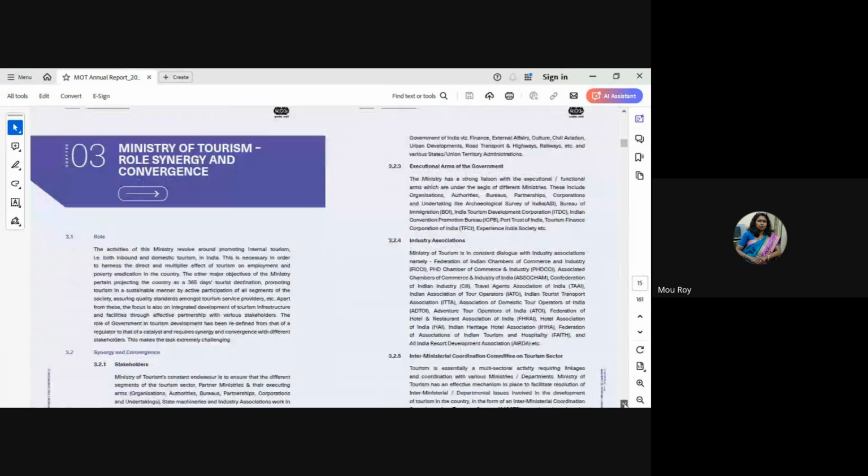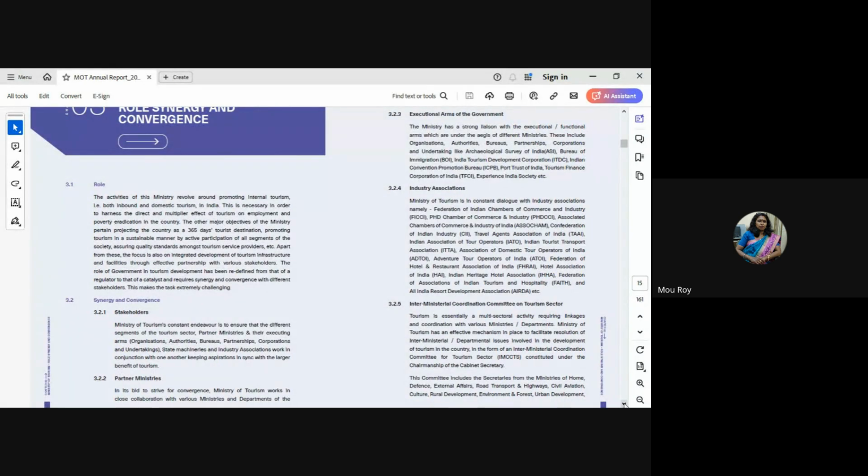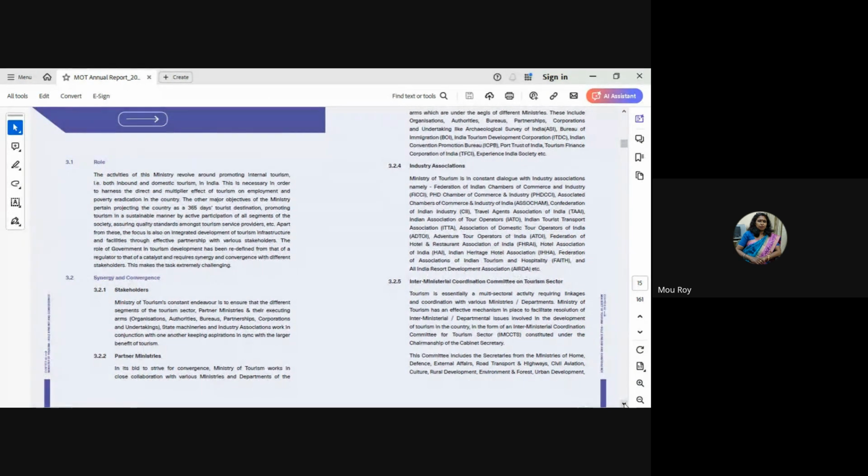When we talk about the stakeholders of tourism, we have the corporations, undertakings, different ministries and development authorities. Suppose a hotel is located in a city, or maybe at an eco-tourist destination. There the stakeholders include even the local communities, besides the bureaucrats and all.